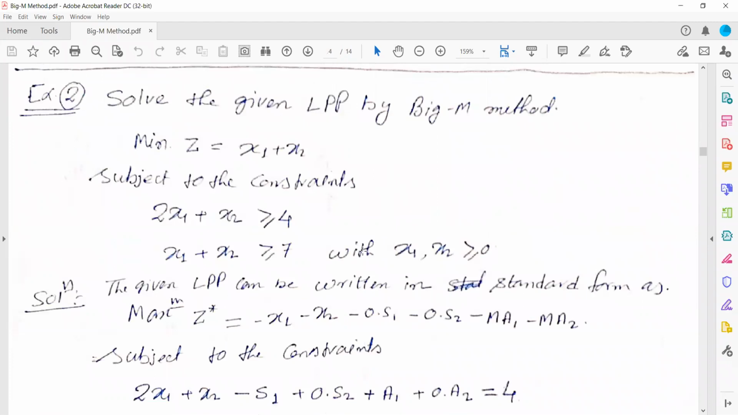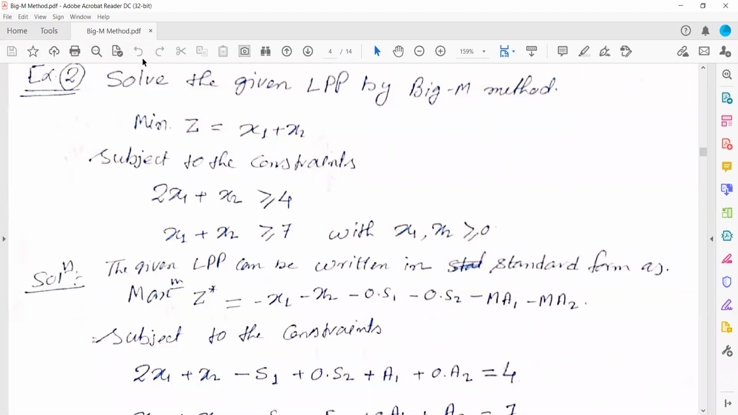Okay, let's see one more problem. In the last class, I already explained this problem and told you to try it by yourself. But I don't think all of you have done that. If you have done it, then it's okay, compare your result. If not, then concentrate here. I am explaining the thing.